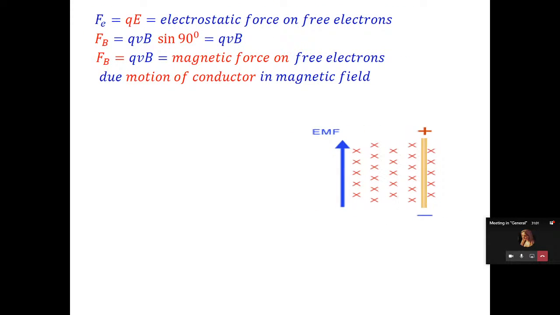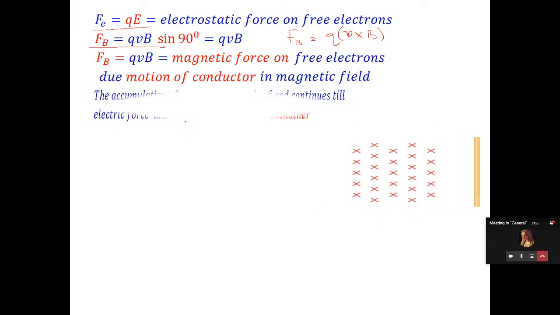Then from the Lorentz force, we can write Fe equals QE. FB is Q into V cross B. You may be remembering this. FB is equal to Q into V cross B. So when a conductor of length L is moving in a magnetic field, there develops an EMF between the ends of the conductor.